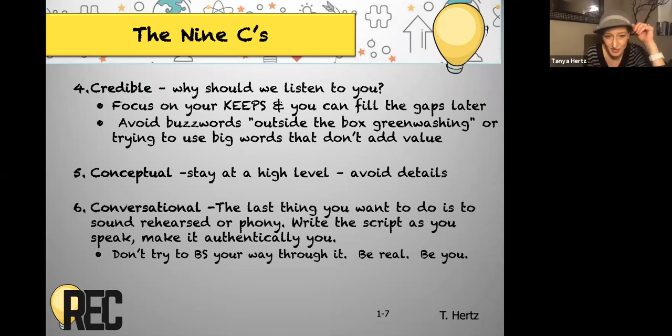Conversational. We want to make sure that we sound like yourself, right? Nobody wants to hear a sales pitch. Just talk the way that you talk. Make it you. Make it authentically you.